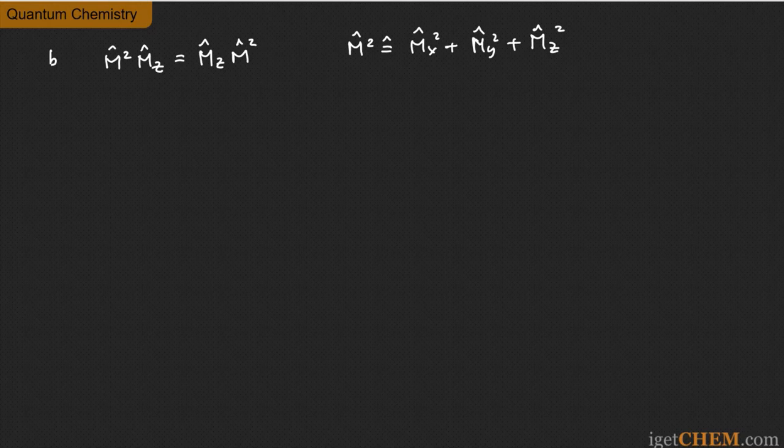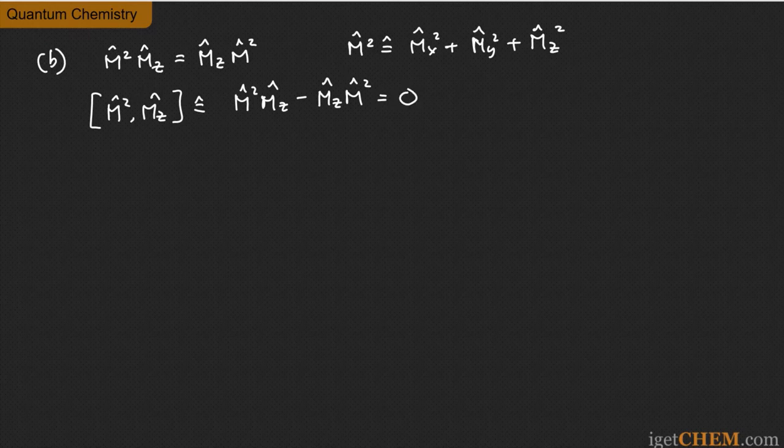Okay, so the second part of this, I'll call that b, is about that. So essentially, what it is asking us to prove is that m squared and mz commute with each other, because again, we said that the commutation of two operators basically means that if the order in which these two operators are applied does not change the result, then they are said to commute. So this equality means that m squared and mz commute with each other. Or you can write that as the commutator of m squared and mz, which is defined as m squared mz minus mz m squared, is equal to zero. So if the commutator is equal to zero, then the first equality is right. So we're trying to prove this.